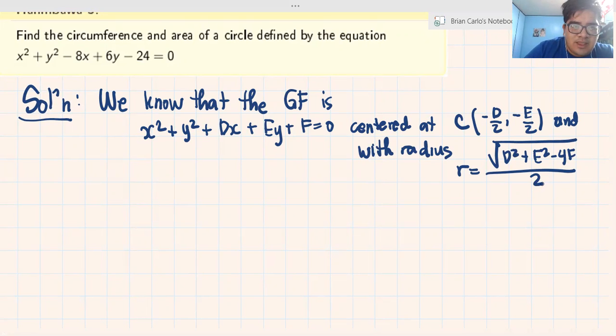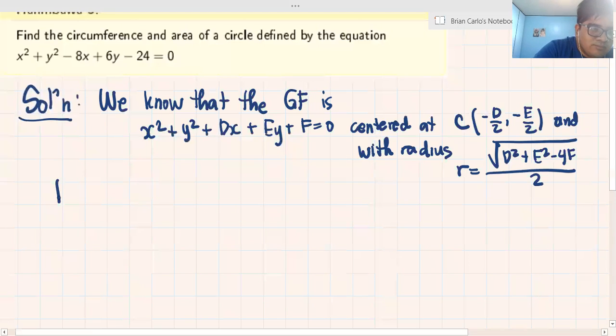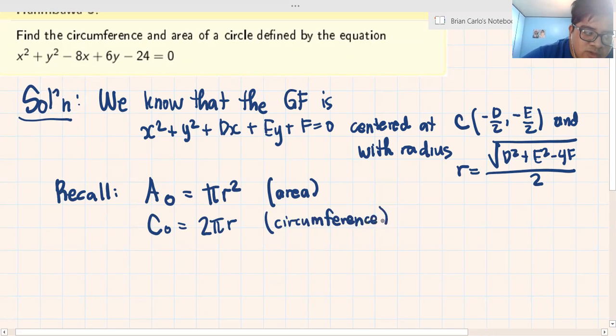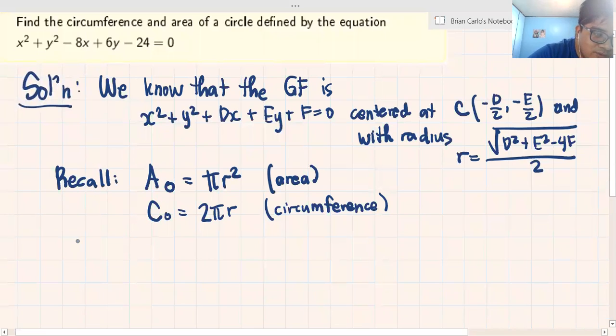Now, what we need to find is the radius. Recall that the area of a circle is pi r squared. This is the area. And the circumference is defined as c, which is equal to 2 pi r. This is the circumference. So what we need is the radius, r.